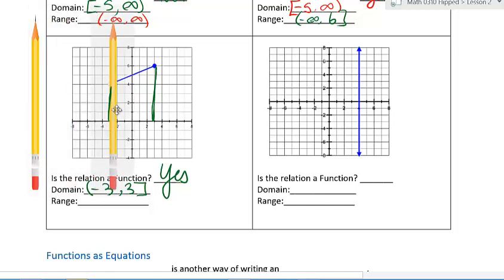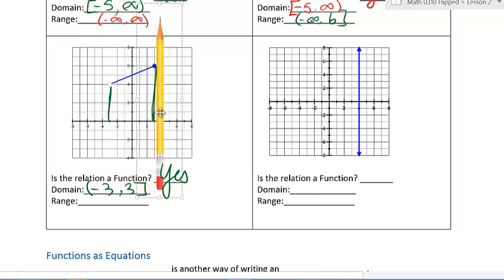How low can I go? The first value starts at -3. The last value is at +3. You're looking right here on the x-axis.